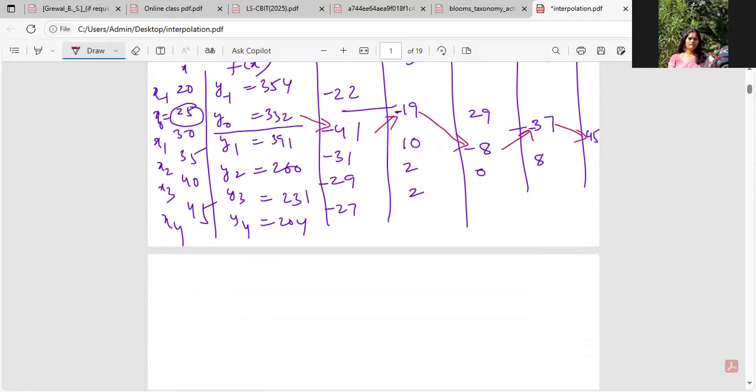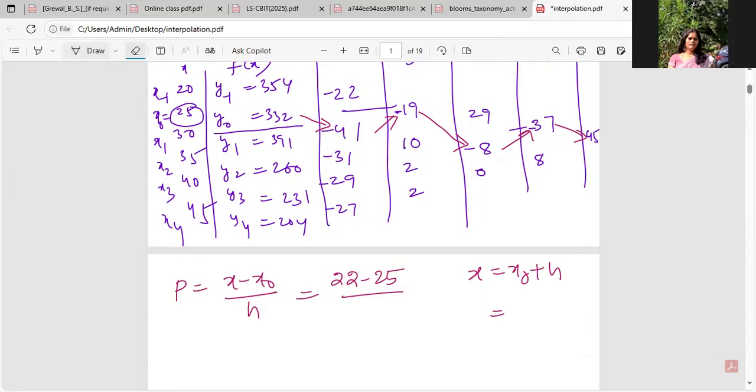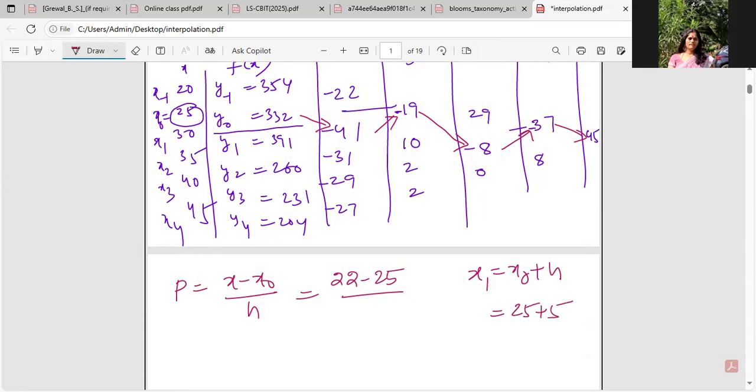So what would my F22 be? Of course, what's the value of P? P is (X minus X naught) by H. What's my X naught? It is 25. X is 22. X is being asked. What is the difference between X values? X1 is equal to X naught plus H. So how am I getting X1? I am getting it by adding 5 to 25. Similarly, H would be 5. Similarly, all values.